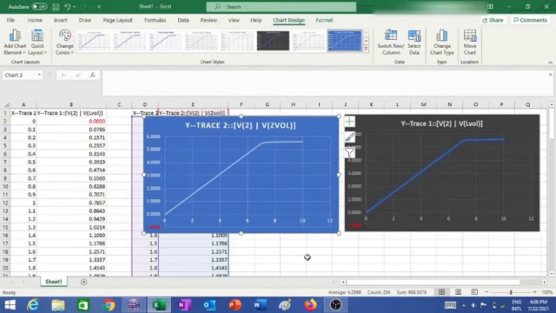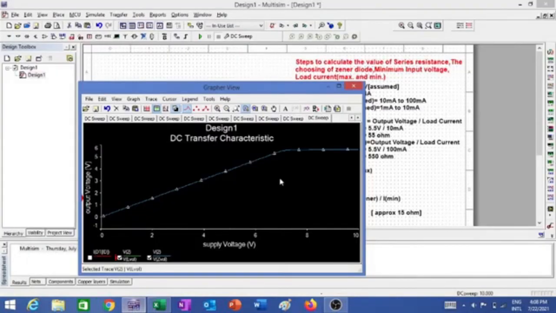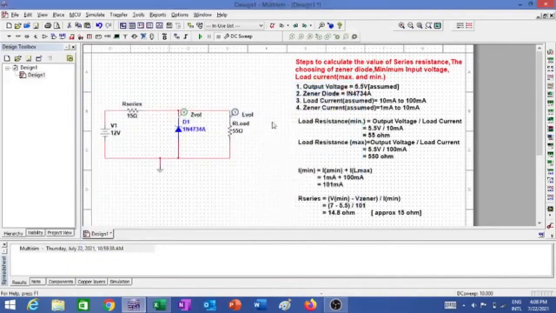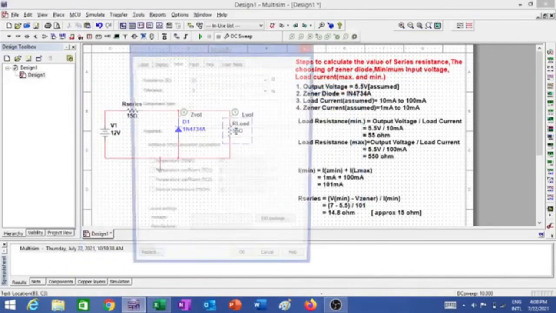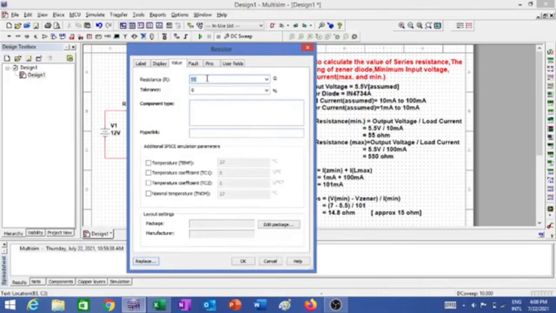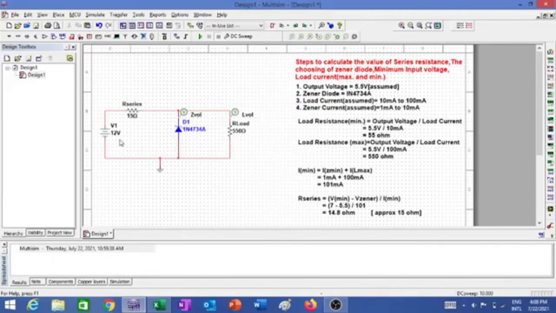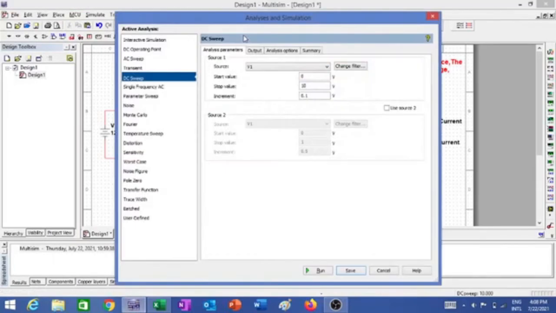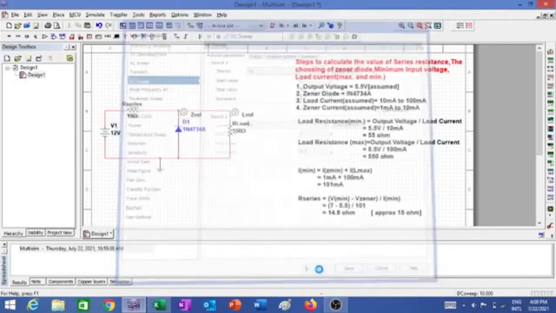What is the condition? The load is 55 ohm right now, the input voltage is constant. So now I'm going to change my load. It's 55, I'll make it the maximum now, I'll make it 550 ohm, keeping my input voltage constant, and again let me check whether I'm getting the same thing or not. Keeping everything constant, let me run it.